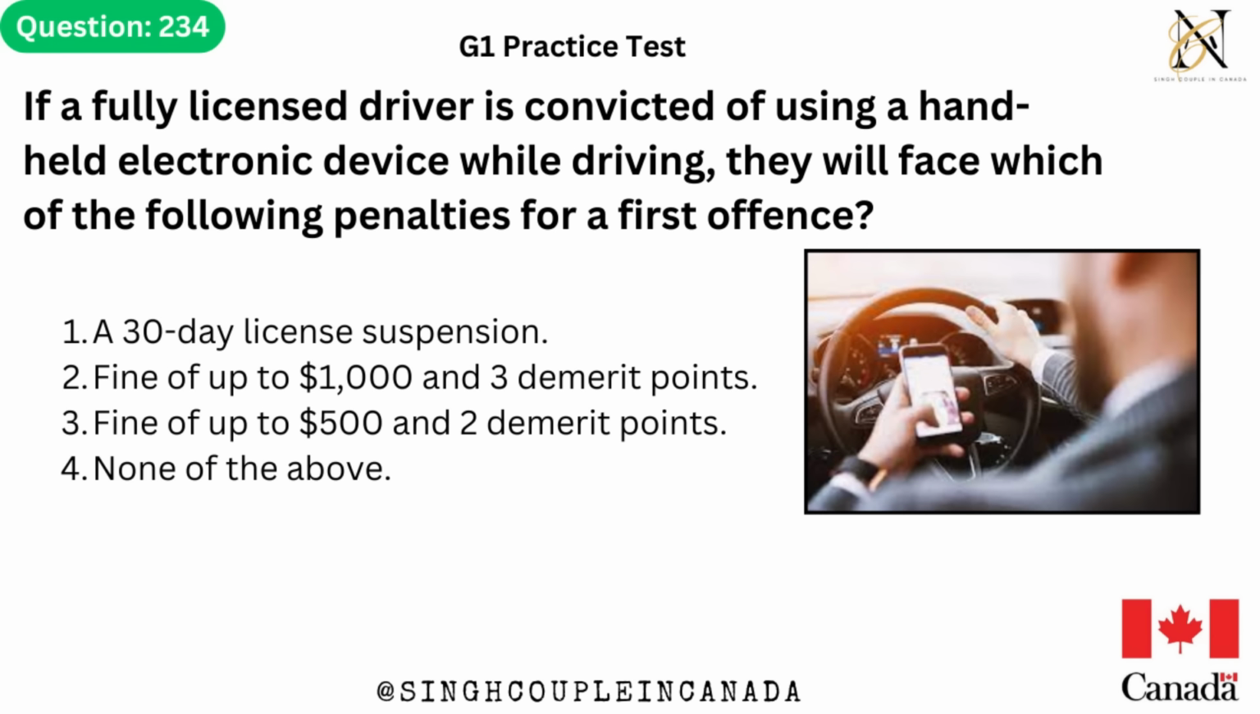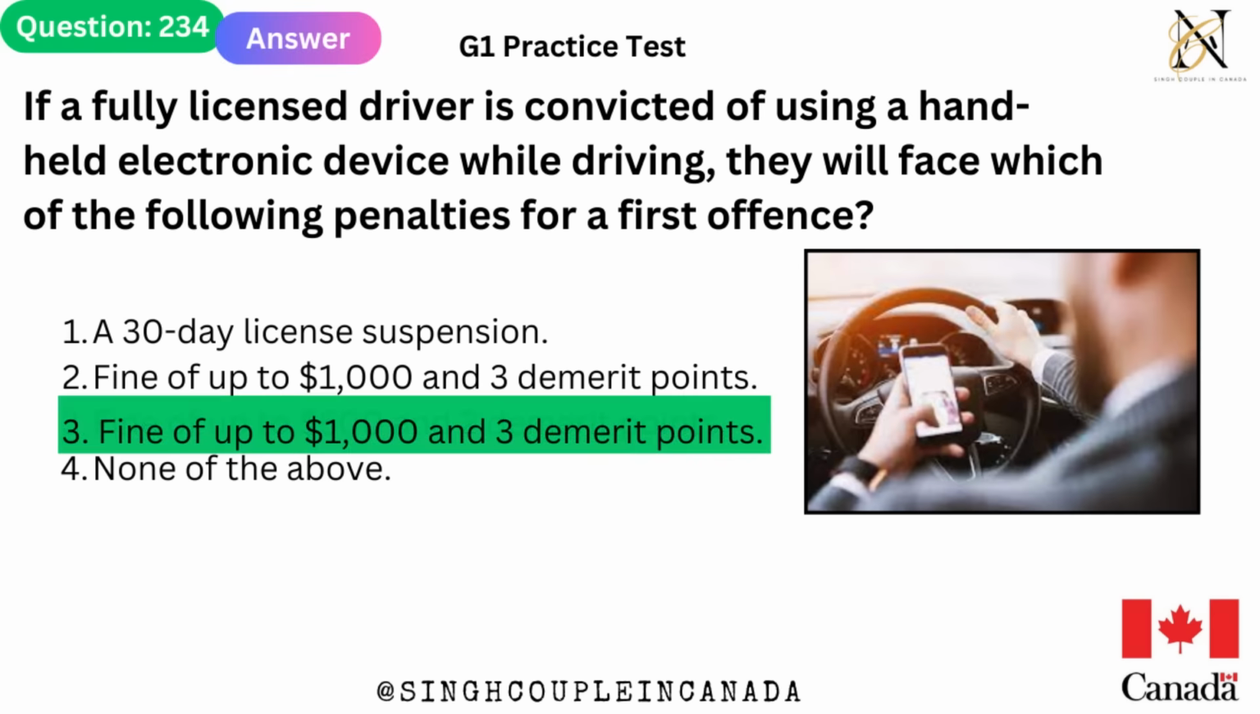If a fully licensed driver is convicted of using a handheld electronic device while driving, they will face which of the following penalties for a first offense? 1. A 30-day license suspension. 2. Fine of up to $1,000 and 3 demerit points. 3. Fine of up to $500 and 2 demerit points. 4. None of the above. The answer is 3. Fine of up to $1,000 and 3 demerit points.